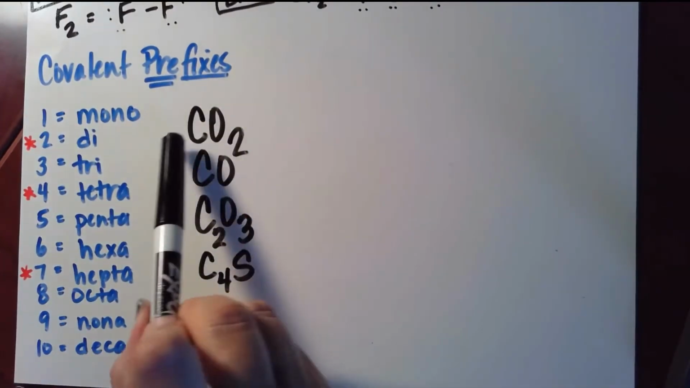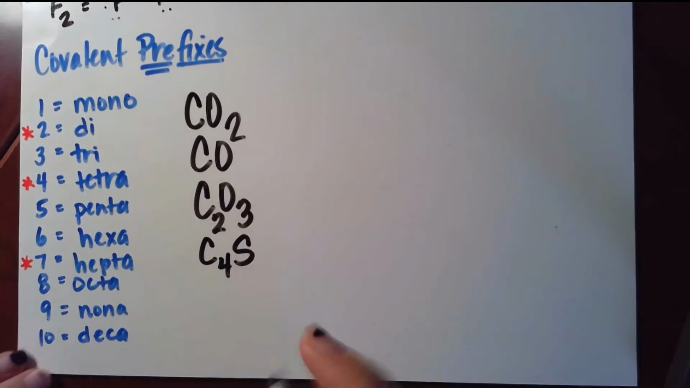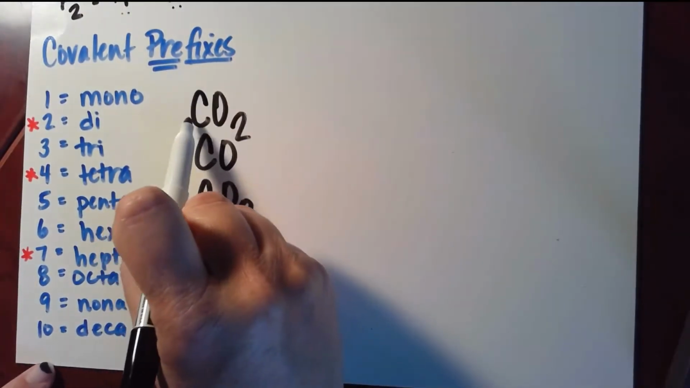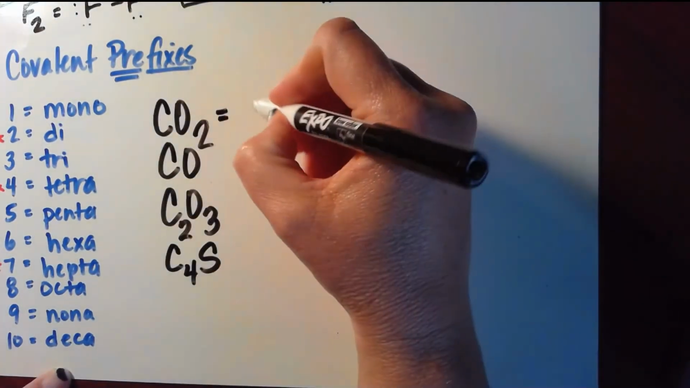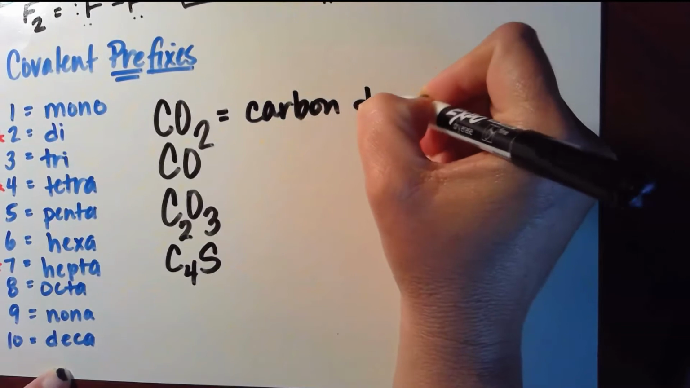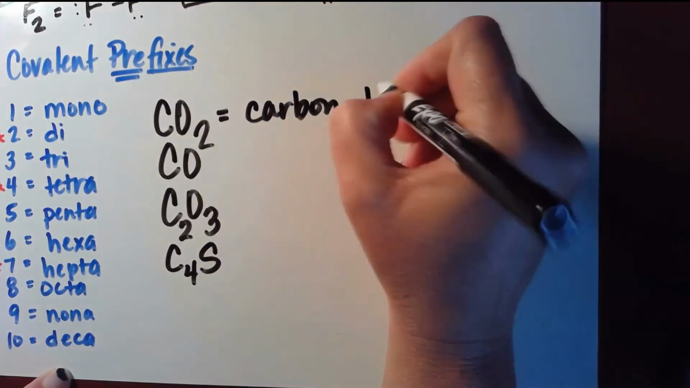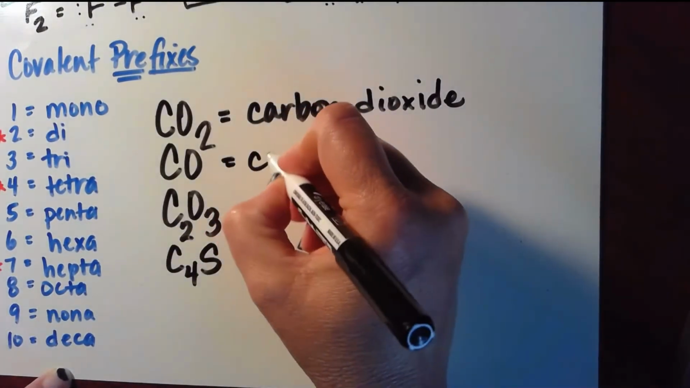All right, so we're going to go over here and we're going to just name these. And I'm going to show you just how simple naming can be with covalent compounds. I'm pretty sure that all of you will look at that and you'll tell me that's carbon dioxide. So I'm just going to write it. I'm not even going to explain it. I'll come back. And some of you would tell me that that's carbon monoxide.